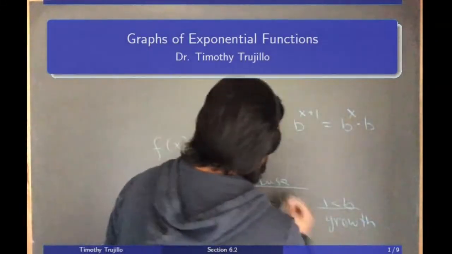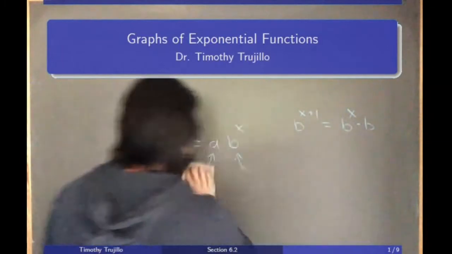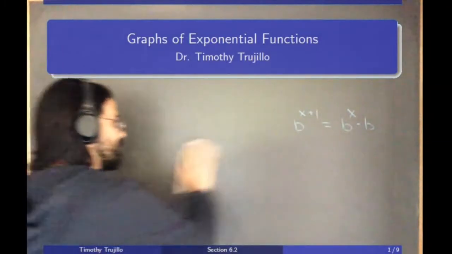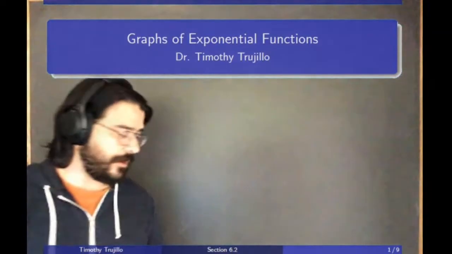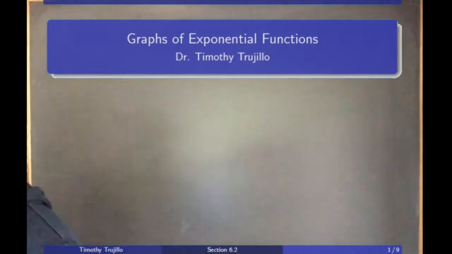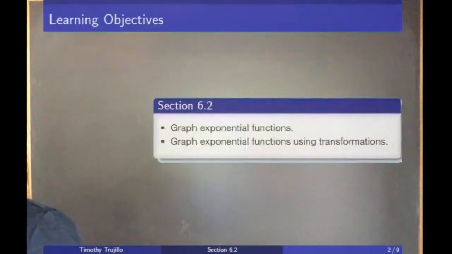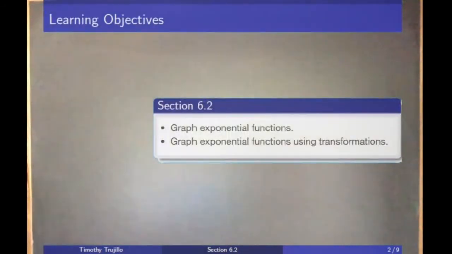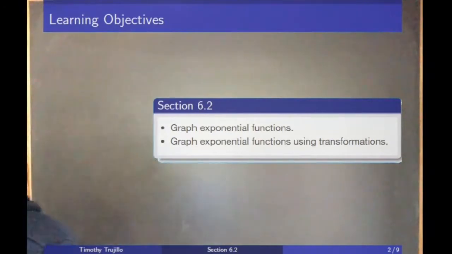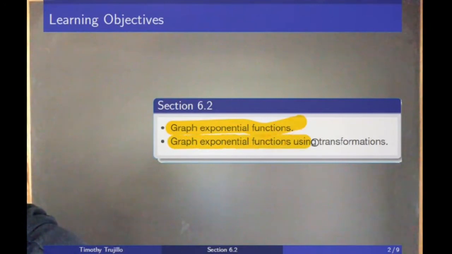Okay, so we're going to talk more about some of the basic features, the domain and the range of these guys, and then also about shifting them around. So we'll tie this back to some older material that we had covered previously on transformations. So again, our two main topics for today are to graph the exponential functions that we were looking at last time, and to graph exponential functions using transformations.